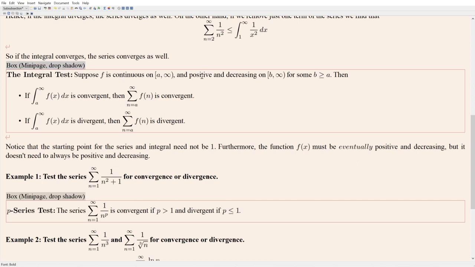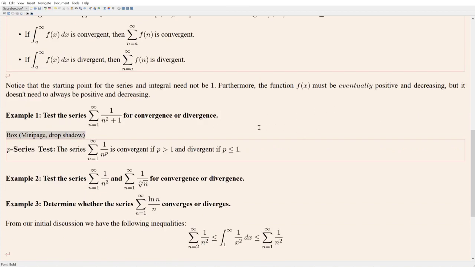So if this function is eventually positive and decreasing, then if the improper integral converges, the series also converges. If the improper integral diverges, then the series diverges. So it's easy. It basically takes the question of determining whether the series converges or not, and instead you just ask yourself whether the corresponding integral converges or not. And then, provided this function is continuous, positive, and eventually decreasing, those two behaviors will be commensurate.